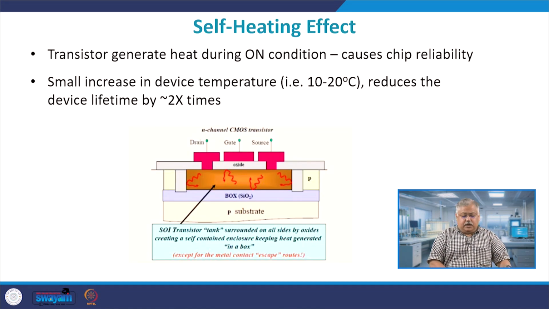Let me get to the last part of the talk, and let me give you an idea about what is known as the self-heating effect. What happens is, as the transistor switches on, you have an on current flowing.